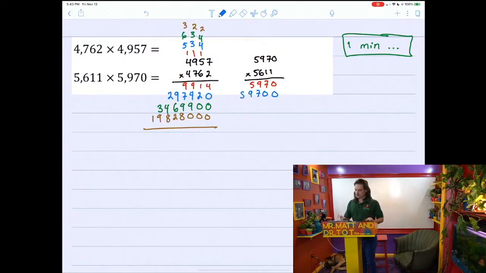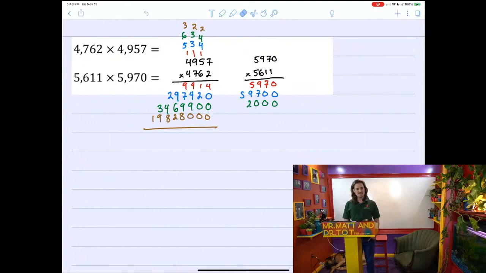Okay, so for number 1, I started to multiply this out. 2 times 7 is 14, so we kept the 4, carried the 1. 2 times 5 is 10, plus 1 is 11, so keep the 1, carry the 1 over. 2 times 9 is 18, plus 1 is 19, so keep the 9, carry the 1 over. 2 times 4 is 8, plus that 1 is 9. So in the first line, we'd have 9,914.